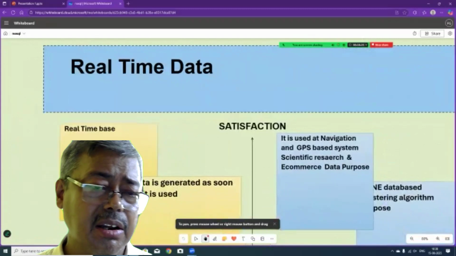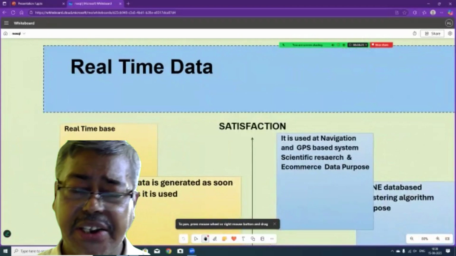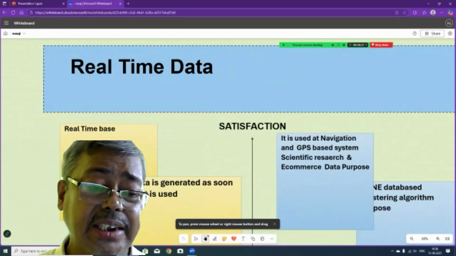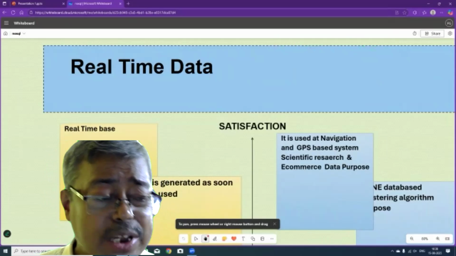Real-time data. Real-time data sources are ATVM machines, ATM machines, or a defined type of reservation sector, where real data is working. It is generated and utilized as soon as it is generated.